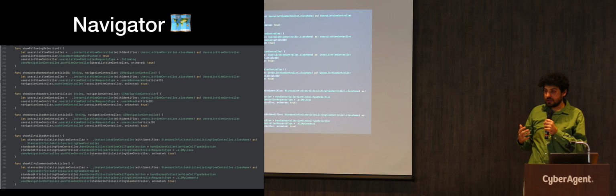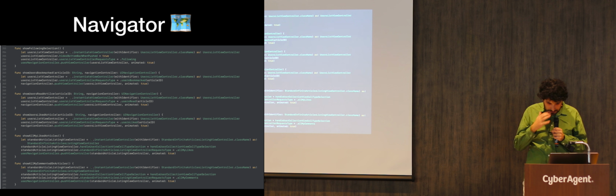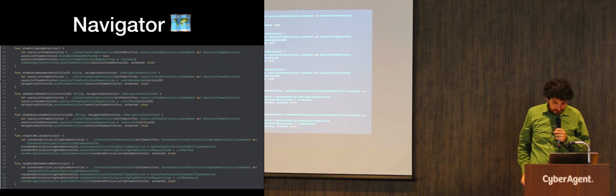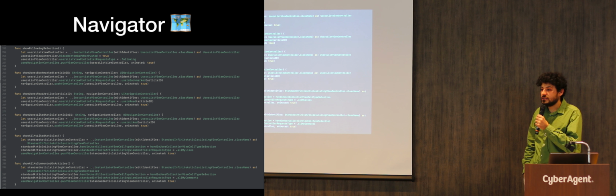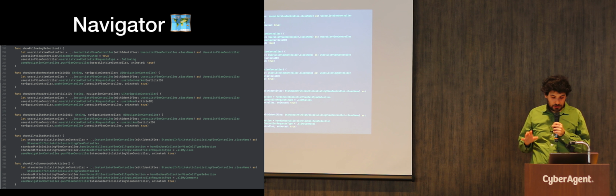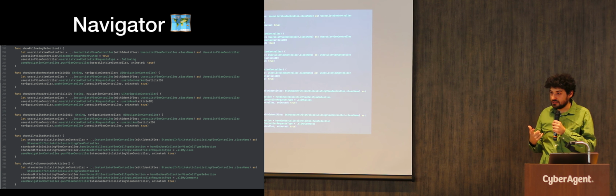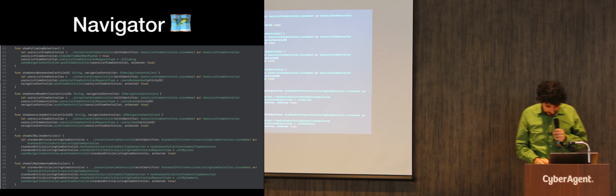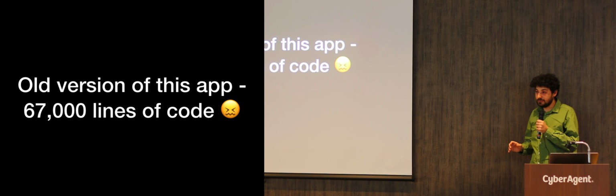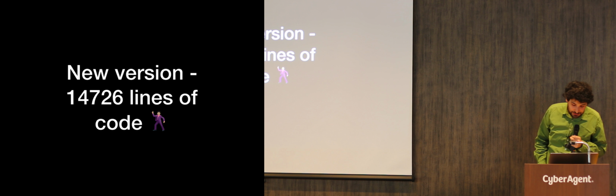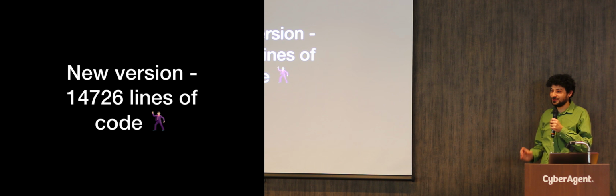And one more thing as well, I use the navigator pattern to handle all the navigation inside the app, so that no view controller will actually handle navigation. And this way, it will be much easier for me to control the whole flow of the app. The old version of this same app, using fewer features, was built with 67,000 lines of code. My version was only 14,726 lines of code.